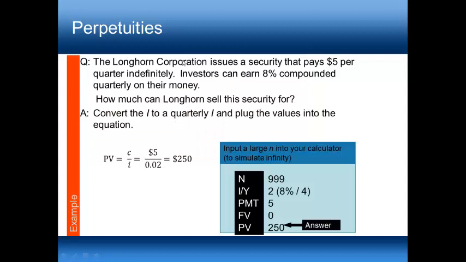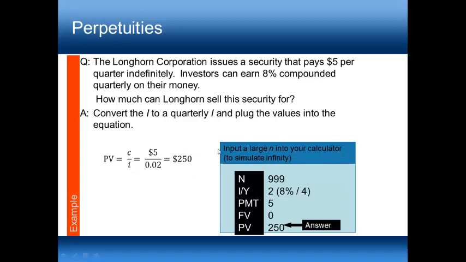As an example, our corporation here is issuing a security. It's going to pay $5 return each quarter perpetually. Investors are expecting a return of 8% compounded quarterly on their money. So 8% is an annual rate. We're going to have to divide that by 4 because there are 4 quarters in the year. So they're expecting 2% per quarter return on their income. So $5 divided by 0.02 gives me $250.